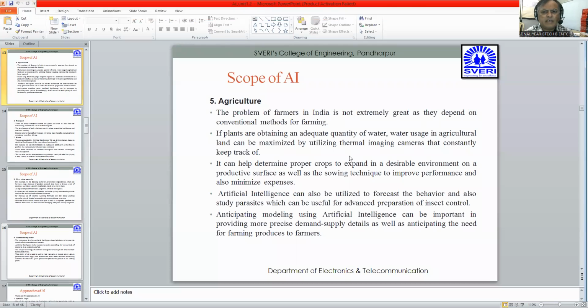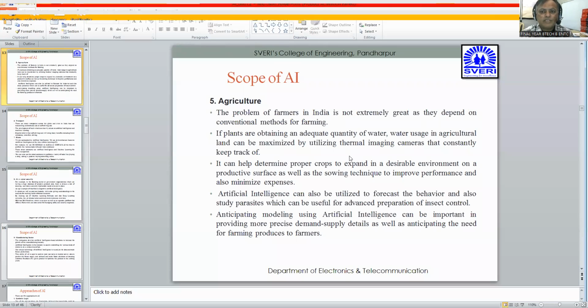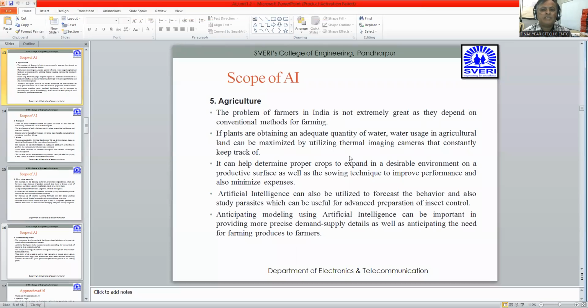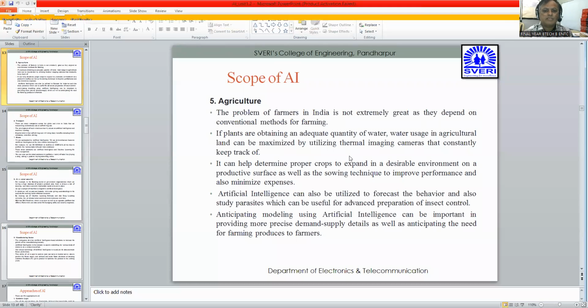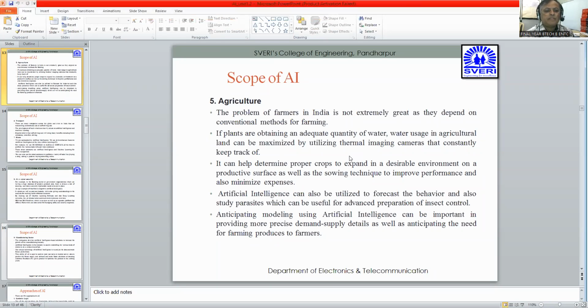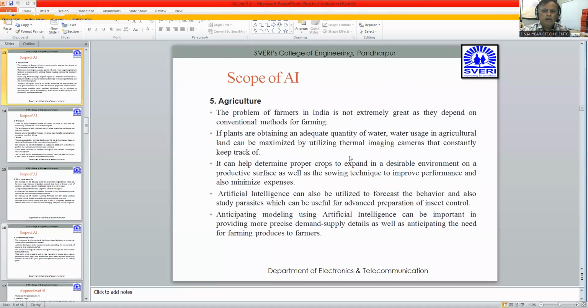If you see in India, the farmers are not able to understand what is the percentage of the pesticides that could be used on the plants. So that can be easily understood with the help of AI. And you can also have the advanced preparations of insect control.